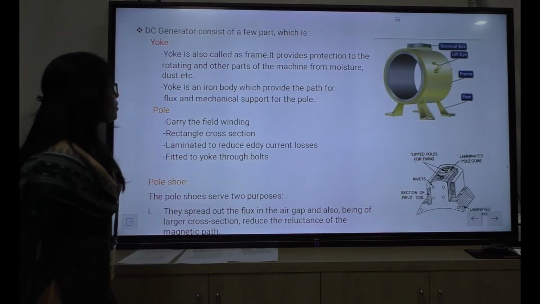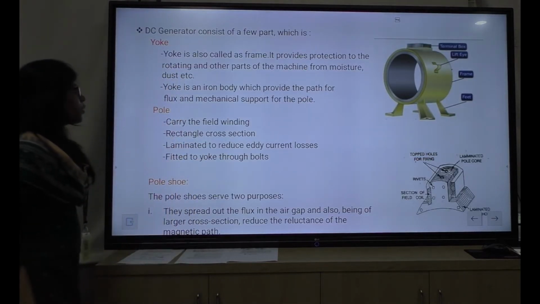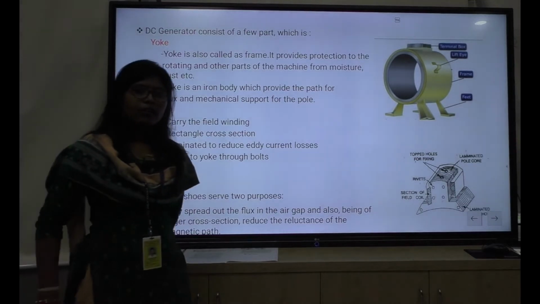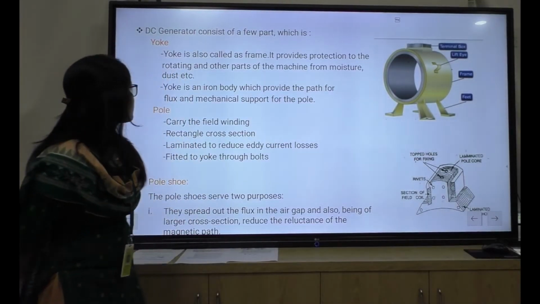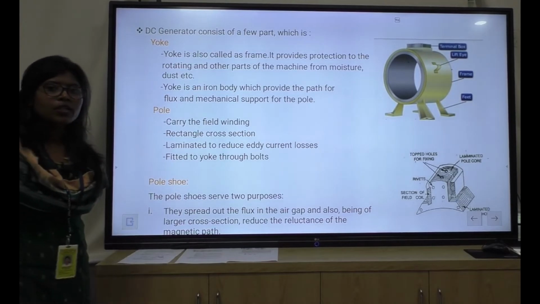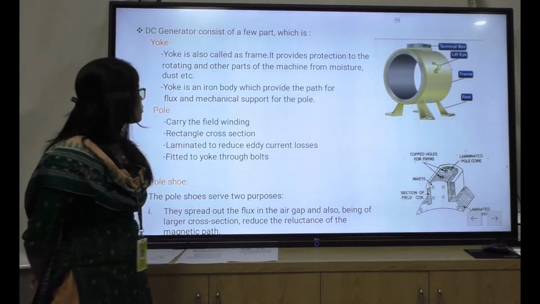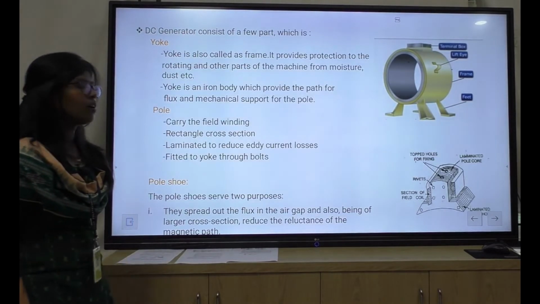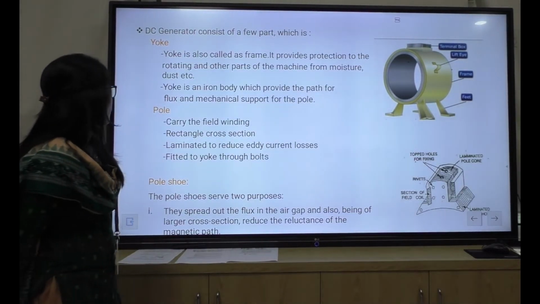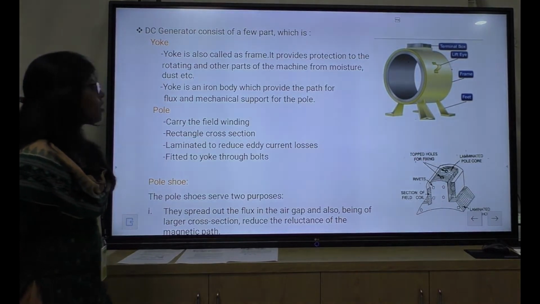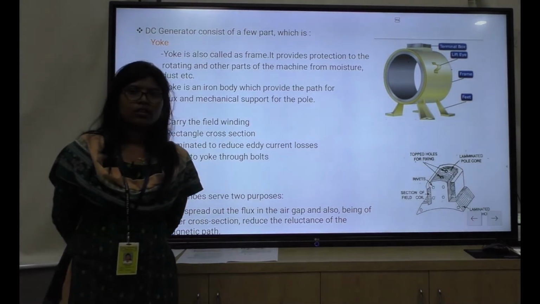So yoke is the frame, or the outer part of the machine. The purpose of the yoke is to protect the machine from dust or moisture, and it also provides the mechanical support for the machine or pole, and it also provides the path for the flux.